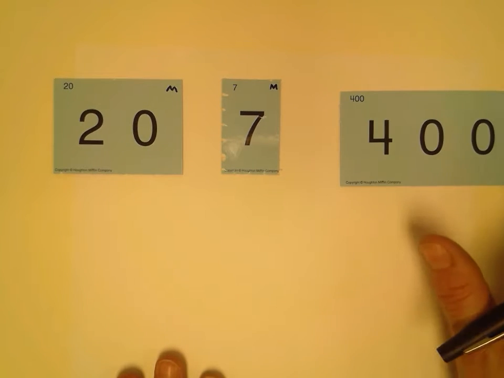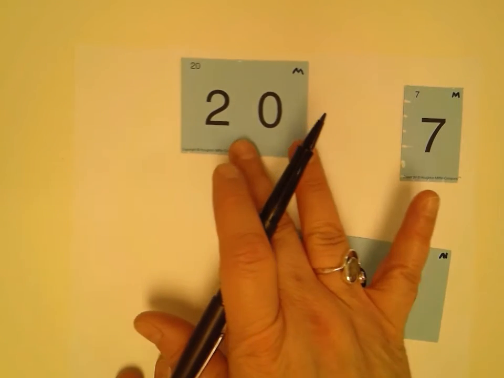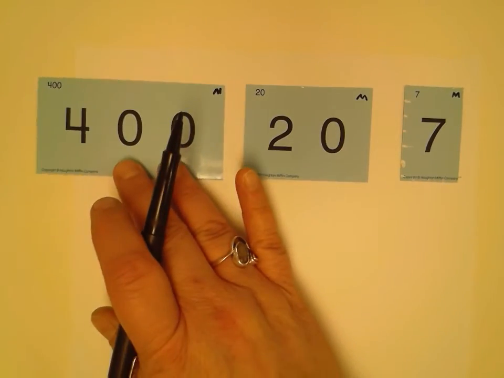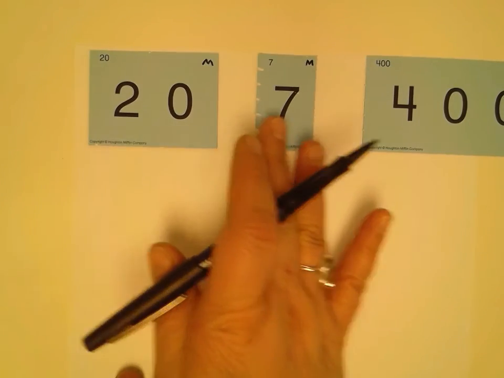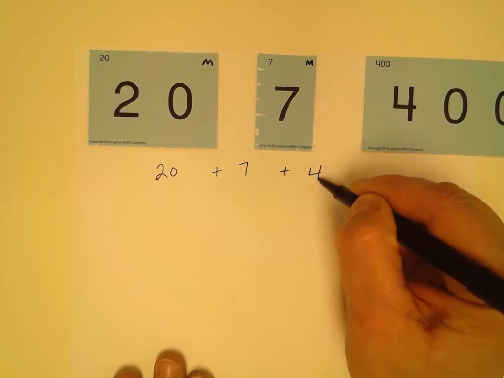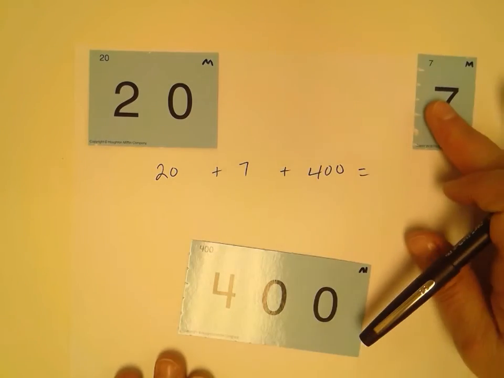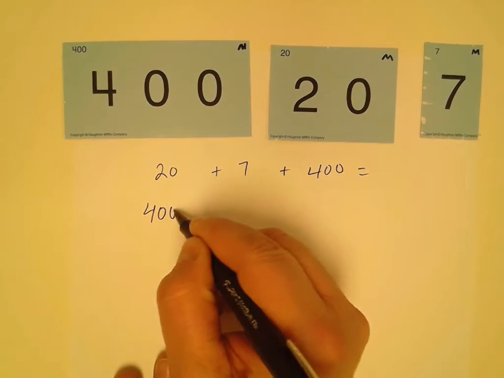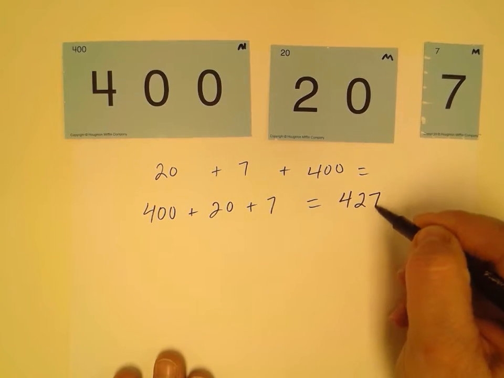On the right-hand side, we always have the lower value. So 7 for 7 ones, and then we're going to move over to our next one, which is our tens, so for 20 and 400. Originally, it was like this, and you might see it in your workbook as 20 plus 7 plus 400 equals. You are going to take those numbers and put them in the correct order, which would be 400 plus 20 plus 7, which will give you a total of 427, which is our standard form.